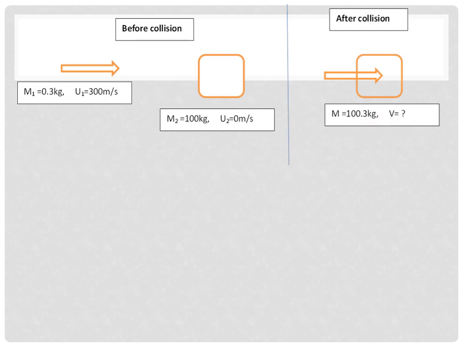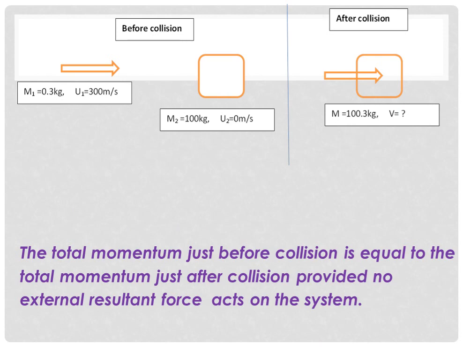This now brings us to the principle of conservation of linear momentum. What is the statement of that principle? That is what we're going to use to calculate this speed. In a collision, the momentum before is usually equal to the momentum after. And that is what we need to calculate problems that involve collision or impact or explosion. The principle of conservation of linear momentum states that the total momentum just before collision is equal to the total momentum just after collision, provided no external resultant force acts on the system.